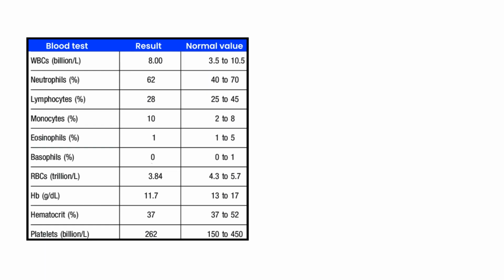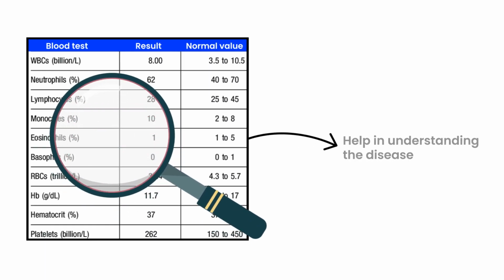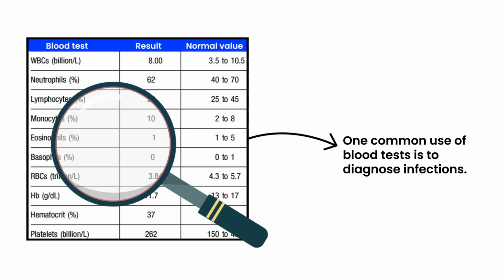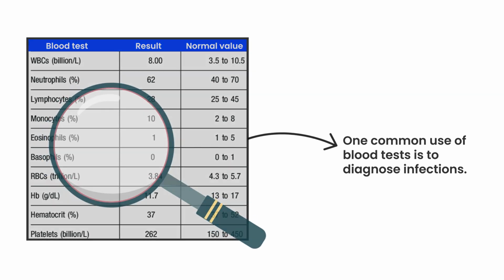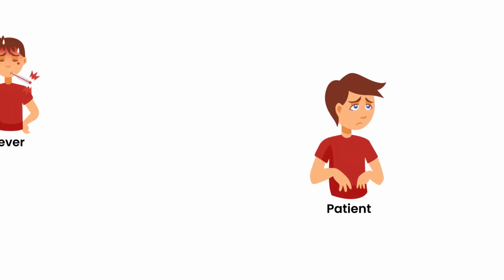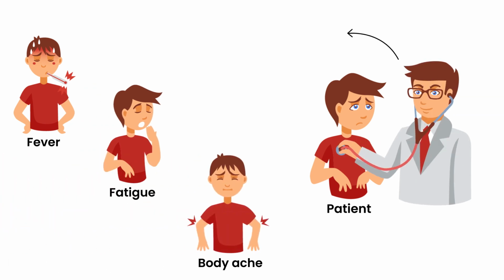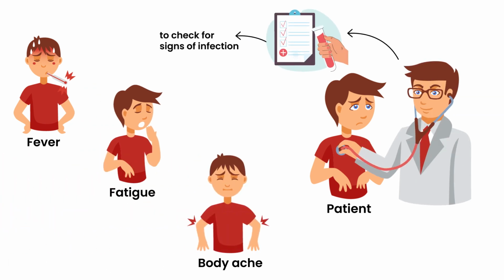Let us see an example to understand how blood tests are analyzed and help in understanding the disease a patient might be suffering from. One common use of blood tests is to diagnose infections. When a patient presents with symptoms such as fever, fatigue, and body aches, doctors may order a blood test to check for signs of infection.